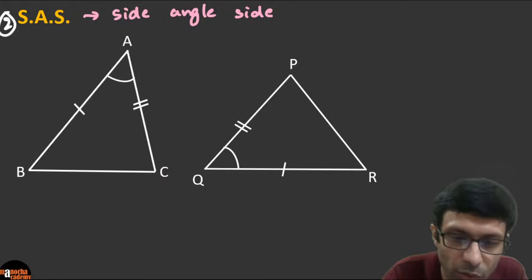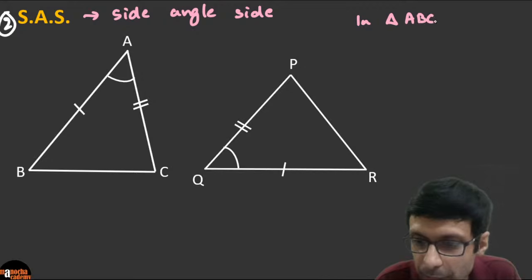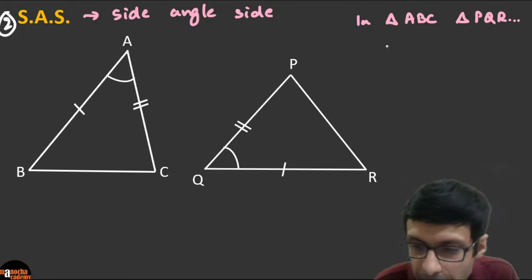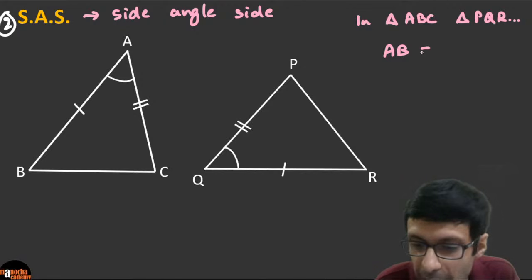So if you look at these two triangles, we can clearly see, so we'll write like that, right? So in triangle ABC, and the triangle PQR, whatever the two triangles given, what do we know? AB. Can you see that dash there? Can you see this is marked here? So AB is equal to PQ, QR, right?